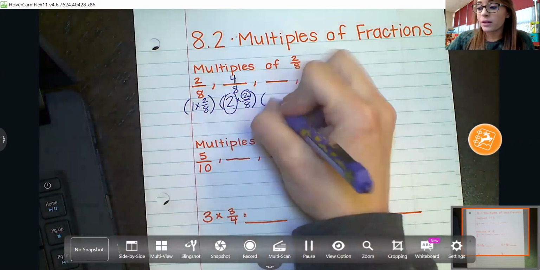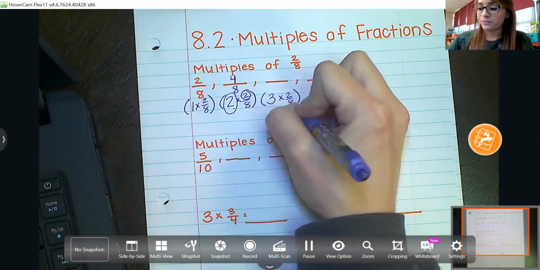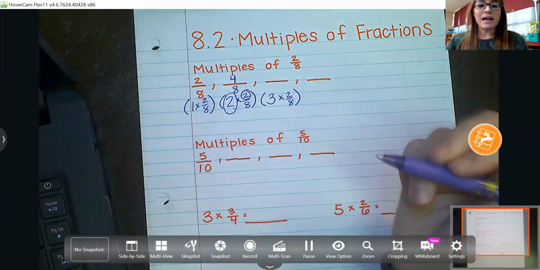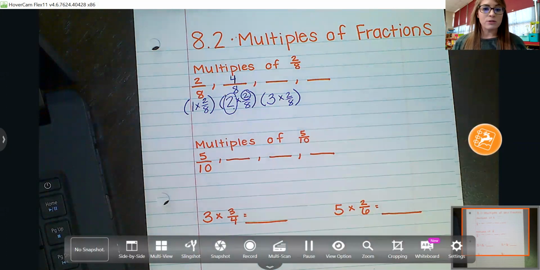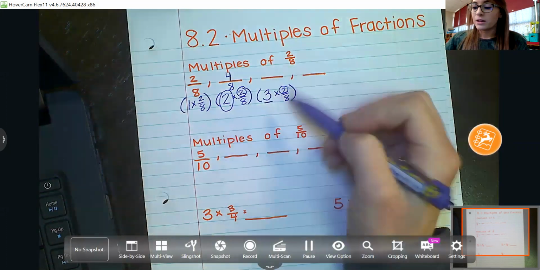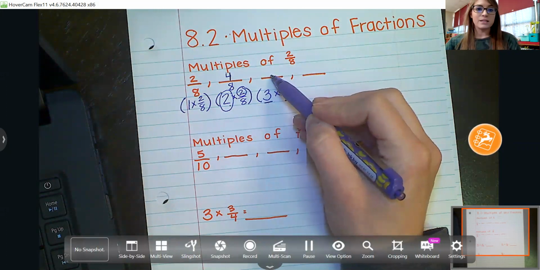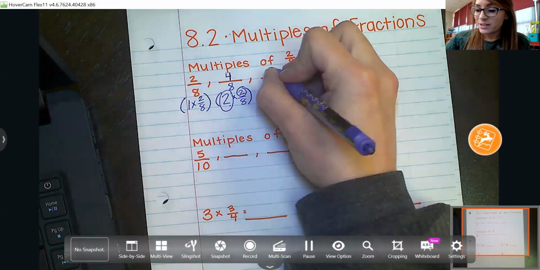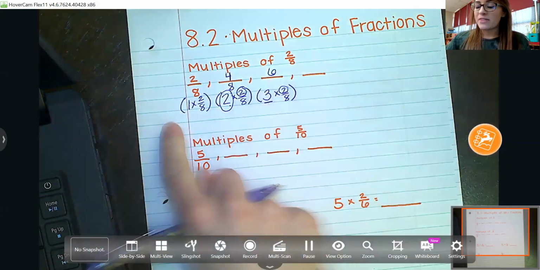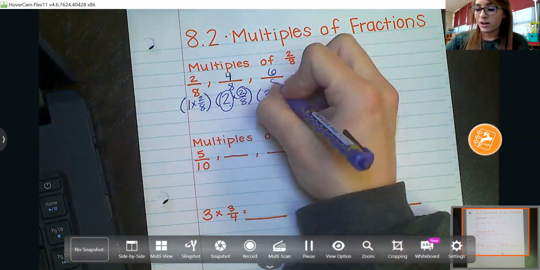Next would be 3 times 2/8. Okay, and we're going to do the same thing here. What 2 numbers do we have to multiply together? Exactly. The whole number times the numerator. So 3 times 2 is going to give me a new numerator of what? 2, 4, 6, right? So 6 will be my numerator, and then my denominator does what? Stays the same. Very good.